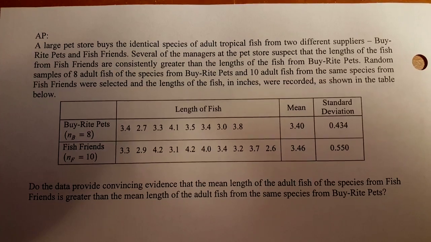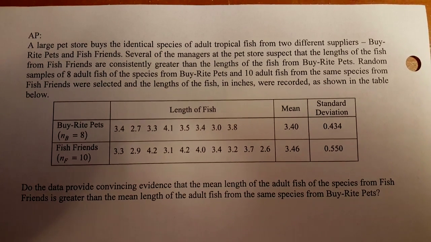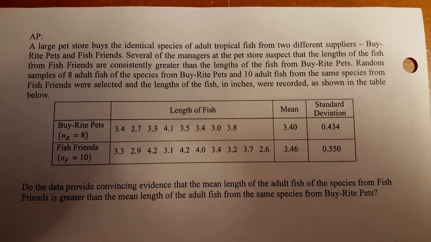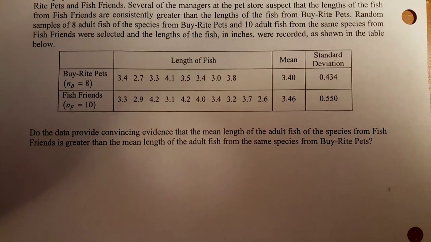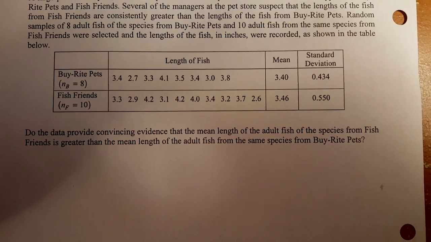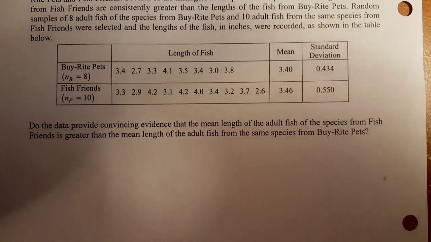Random samples of 8 adult fish of the species from Buy Right Pets and 10 adult fish from the same species from Fish Friends were selected, and the lengths of the fish in inches were recorded, as shown in the table below. Do the data provide convincing evidence that the mean length of the adult fish of the species from Fish Friends is greater than the mean length of the adult fish from the same species from Buy Right Pets?